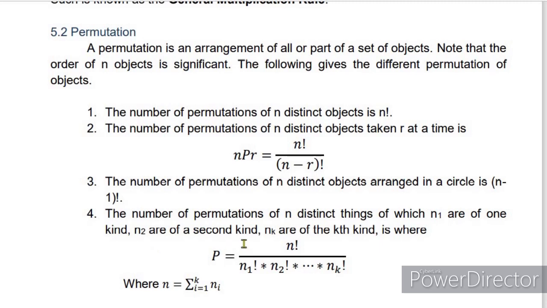Number 4, the number of permutations of n distinct things, of which n sub 1 are of one kind, n sub 2 are of a second kind, and n sub k are of the kth kind. When you encounter a problem wherein the given elements are of those different kinds, you can consider this permutation formula. So P is equal to n factorial over n sub 1 factorial multiplied by n sub 2 factorial, multiplied until n sub k factorial, where n is equal to the summation of n sub i as i goes from 1 to k, because the value of i may increase from 1 to k.